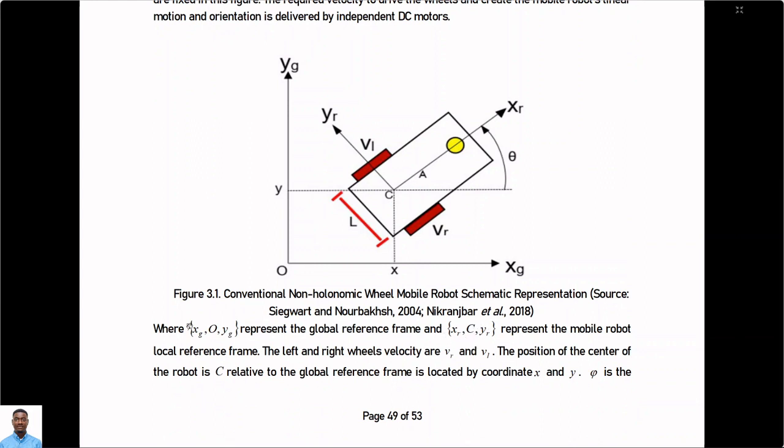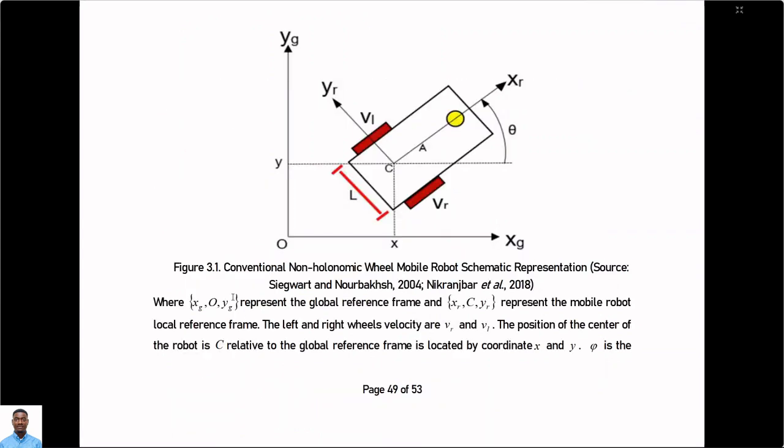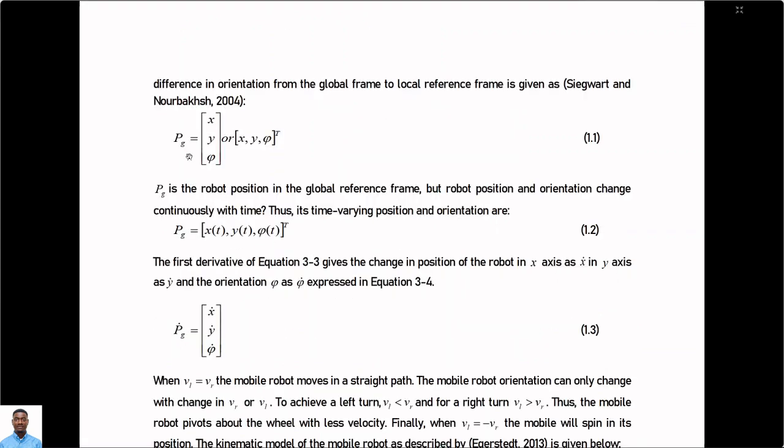This is for the robot's global reference frame in this case. C is the center of the two wheels, and L is the distance between the wheels. The position PG is this column vector X, Y, and phi, which is the orientation, where X and Y are the position.